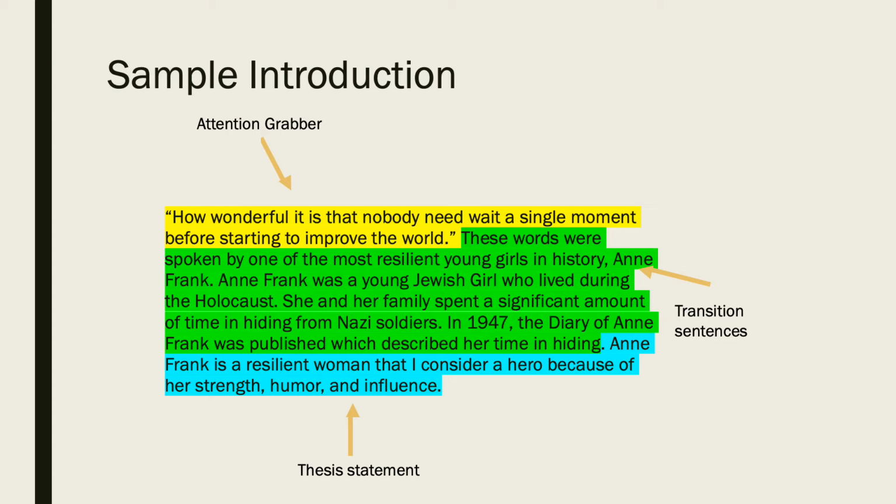"How wonderful it is that nobody need wait a single moment before starting to improve the world." These words were spoken by one of the most resilient young girls in history, Anne Frank. Anne Frank was a young Jewish girl who lived during the Holocaust. She and her family spent a significant amount of time in hiding from Nazi soldiers. In 1947, the Diary of Anne Frank was published, which described her time in hiding. Anne Frank is a resilient woman that I consider a hero because of her strength, humor, and influence.